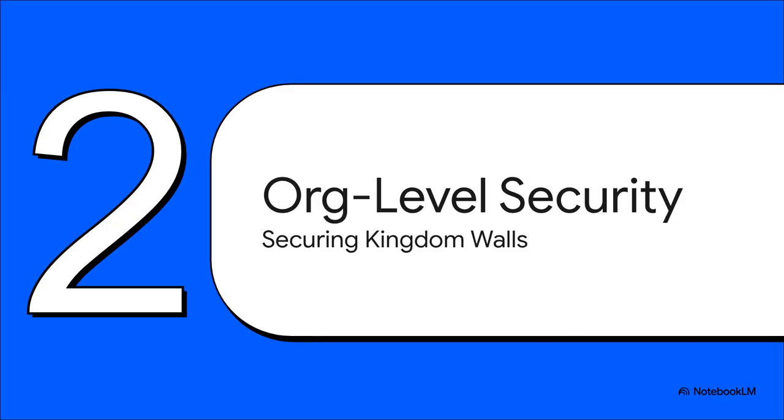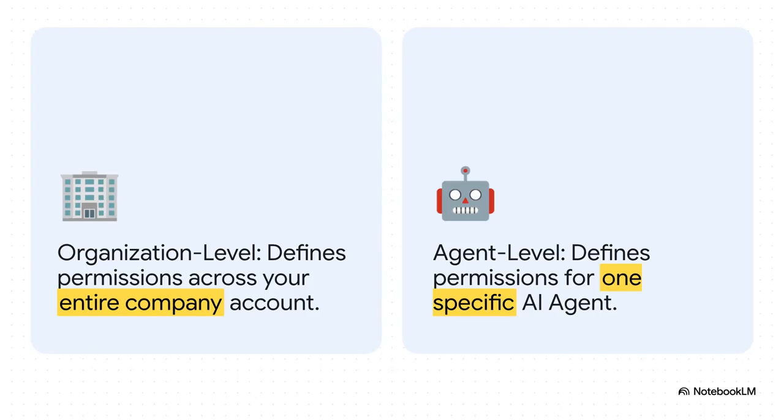All right, first up, the highest level of control, your organization. You really should think of this as setting up the main security for the outer walls of your entire fortress. These roles decide what people can do across your whole company account. And this slide right here, it perfectly sums up the core idea. On the left, you've got that big picture organization access, broad powers for the whole account. And on the right, you have agent access, super specific, granular permissions for just one AI. You absolutely need both to build a rock-solid system.